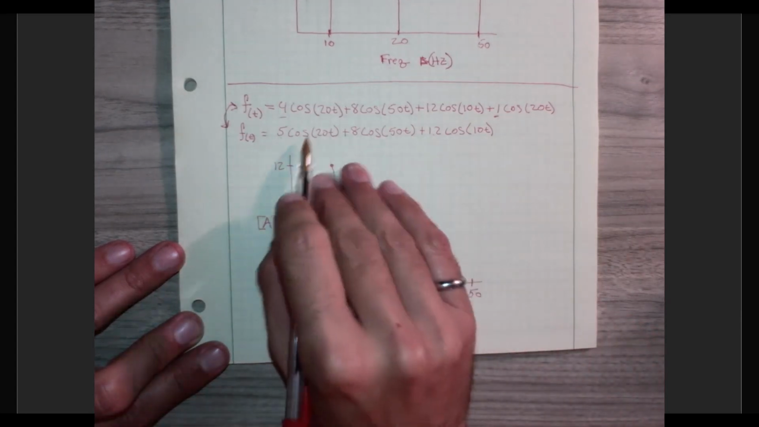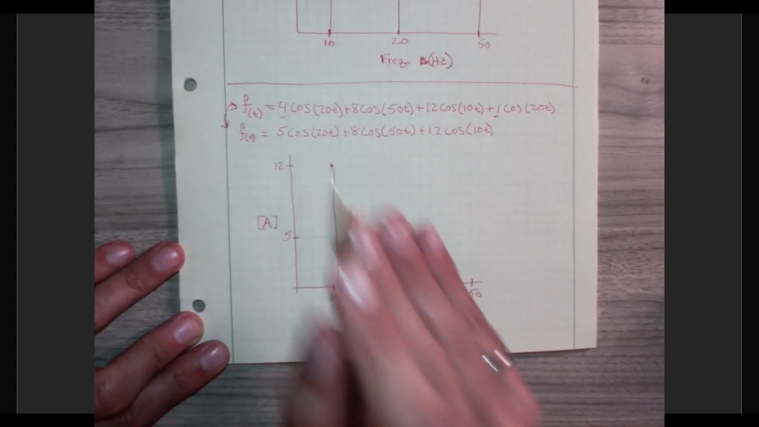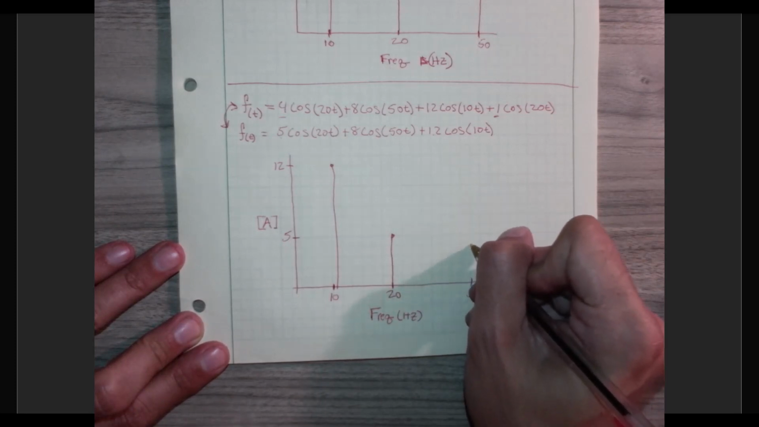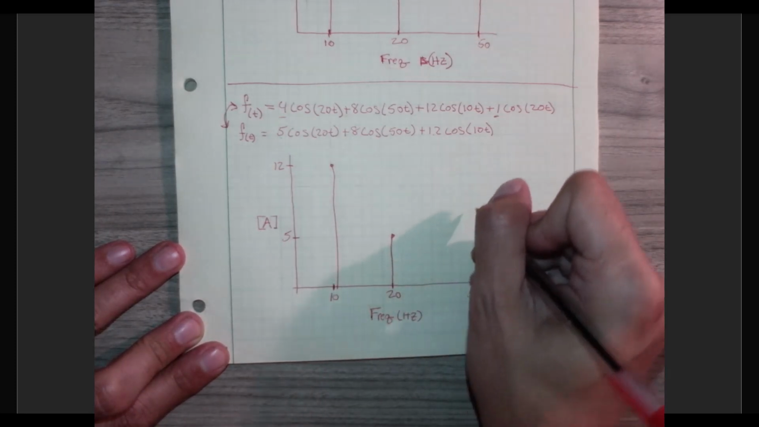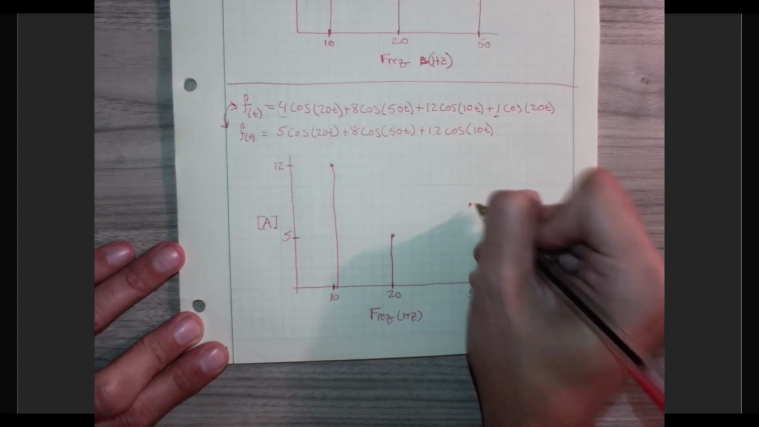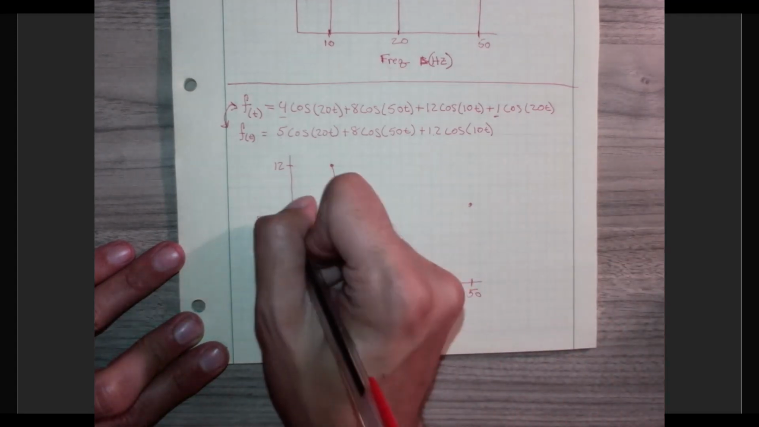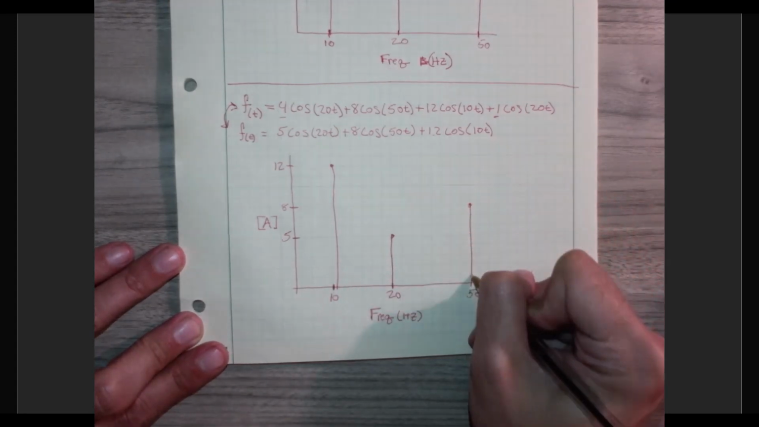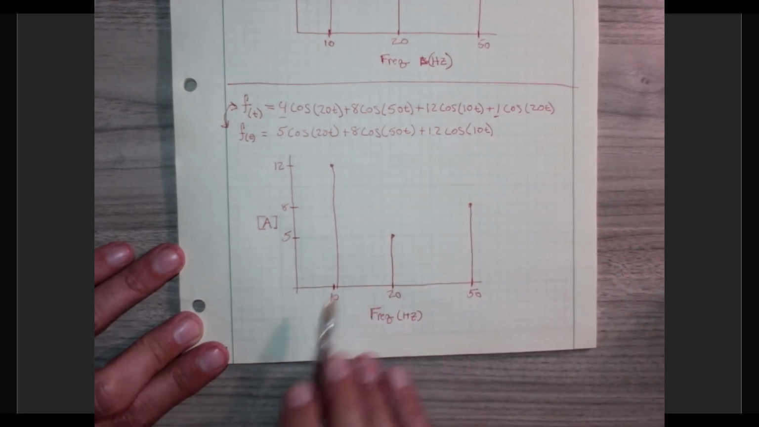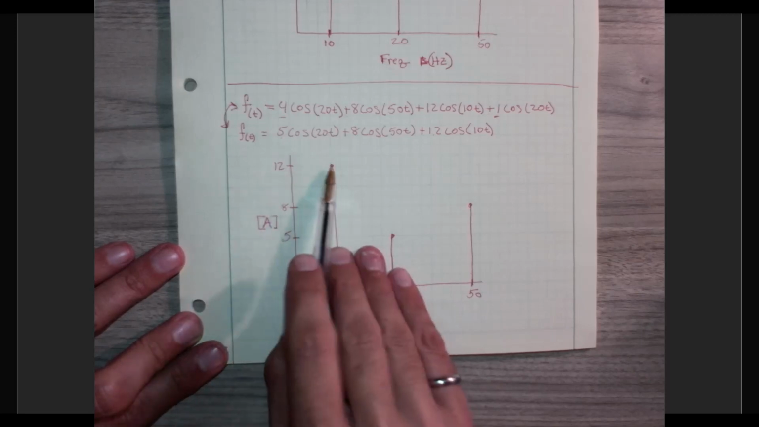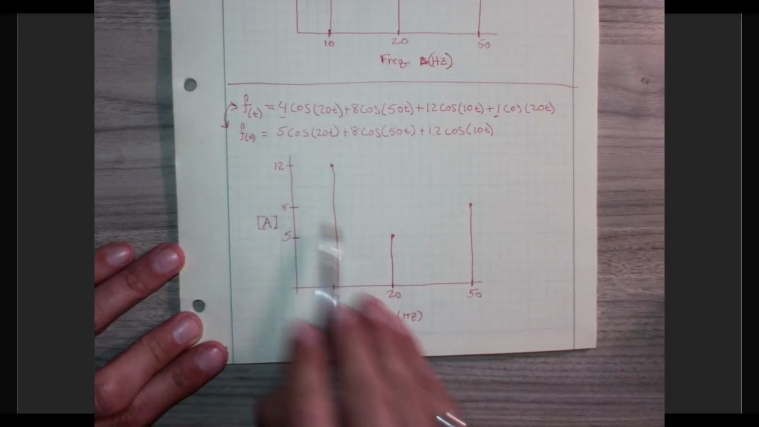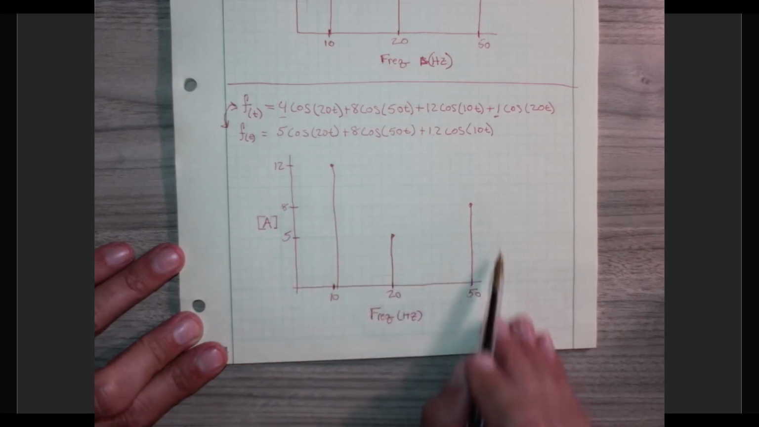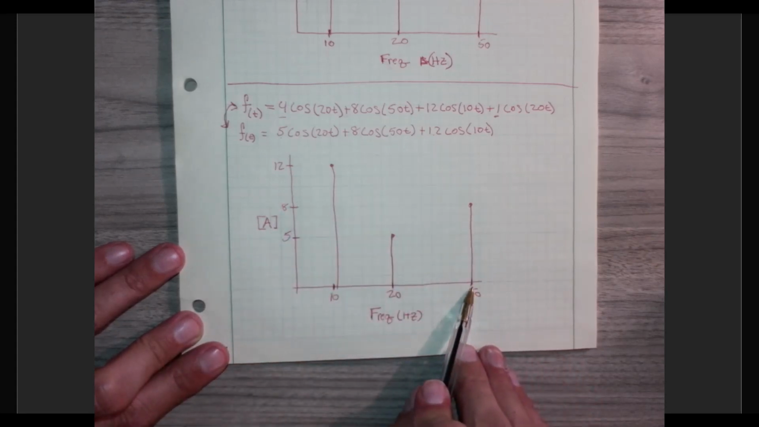And then at 50 hertz, where am I? 50 hertz, I have an amplitude of 8. 1, 2, 3, 4, 5, 6, 7, 8. There is my amplitude of 8. Wonderful. So there's my spectrogram. I have an amplitude of 12 at 10 hertz, I have an amplitude of 5 at 20 hertz, and I have an amplitude of 8 at 50 hertz.